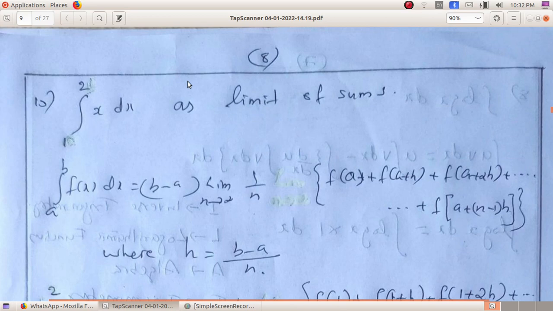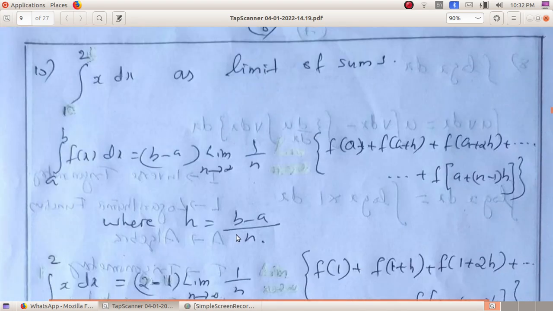Another question to solve using the limit of sums formula. This type of question is discussed in the first section. What is the formula? Integral from a to b of f of x dx is equal to b minus a, limit n tends to infinity, 1 by n into f of a plus h plus f of a plus 2h plus etc. plus last f of a plus n minus 1 into h, where h is b minus a by n.